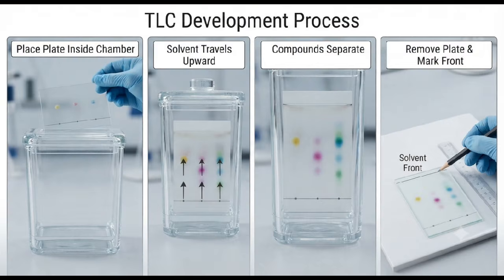Development of TLC plate. The prepared TLC plate is carefully placed inside the developing chamber. The solvent level must remain below the sample spots. The mobile phase then moves upward through the stationary phase by capillary action. As the solvent travels, different components of the sample migrate at different rates, resulting in separation. Once the solvent has traveled an appropriate distance, the plate is removed and the solvent front is immediately marked.